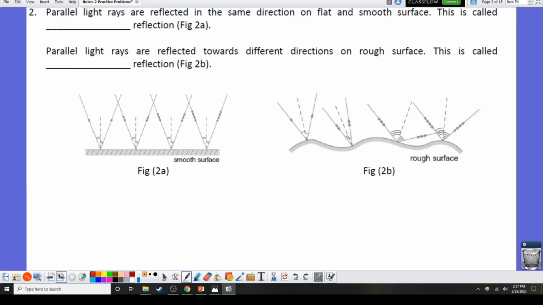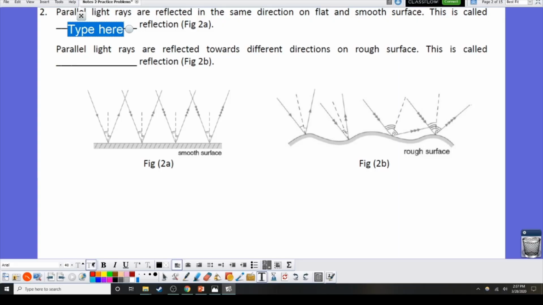All right, moving on to number 2. We have a couple of fill-ins. Parallel light rays are reflected in the same direction on a flat, smooth surface. So that's talking about this diagram right here where we have reflections all bouncing off at the same angle. So all of these angles are the same. What type of reflection is this? This is called a specular reflection. So just to recall, a specular reflection is where they all go at the same angle. I'm going to type that out to make it a little neater.